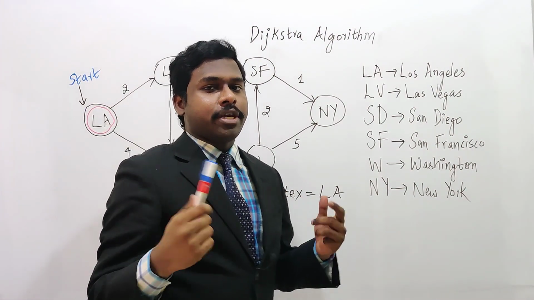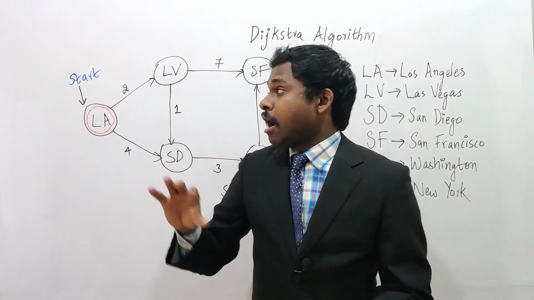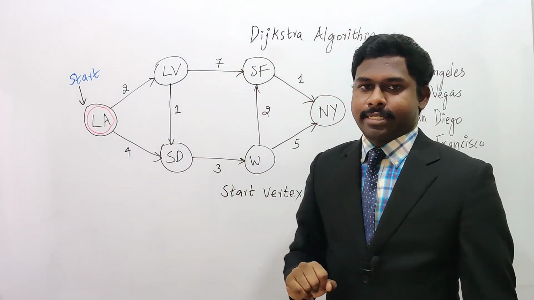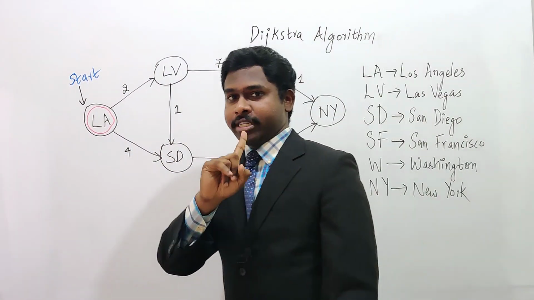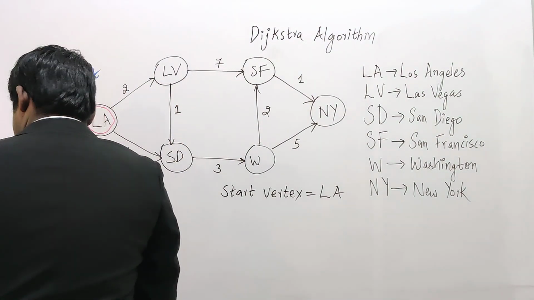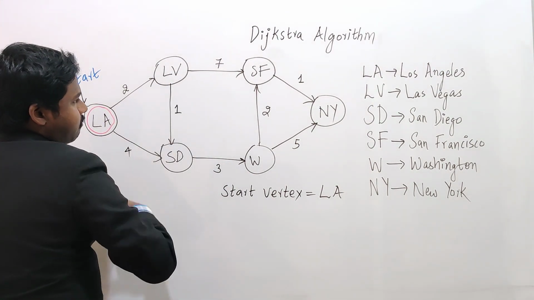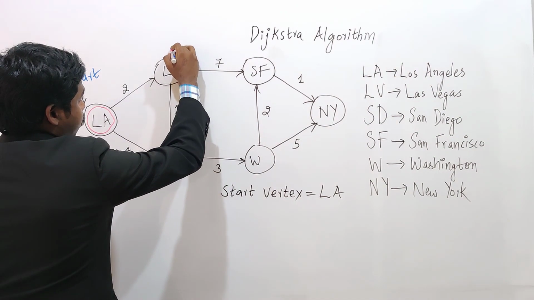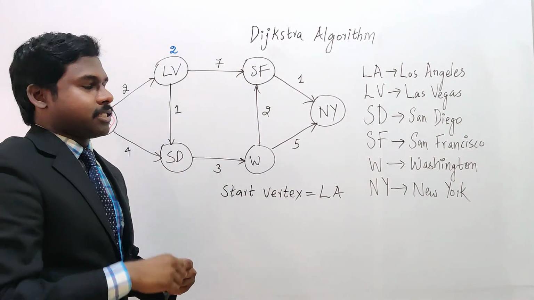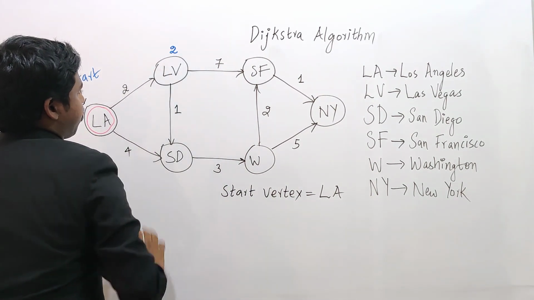But before even doing all of that, you have to find out the shortest path from LA, which is reachable to all the other places, because once the start vertex is confirmed, you have to find out the shortest path to other vertices. So let me say from LA, if I want to reach LV, Las Vegas, I have to take 2 as the distance. So that's what I'm writing, 2. The distance which I'm going to take, I'm going to write it here.